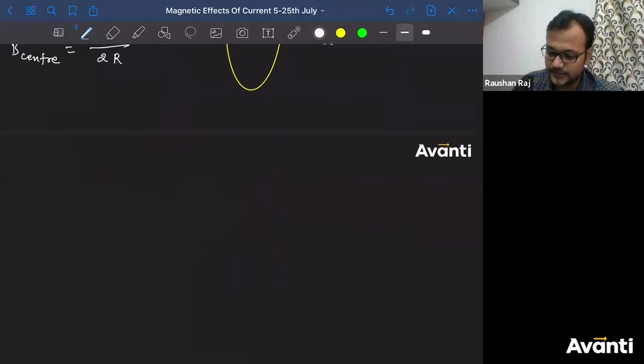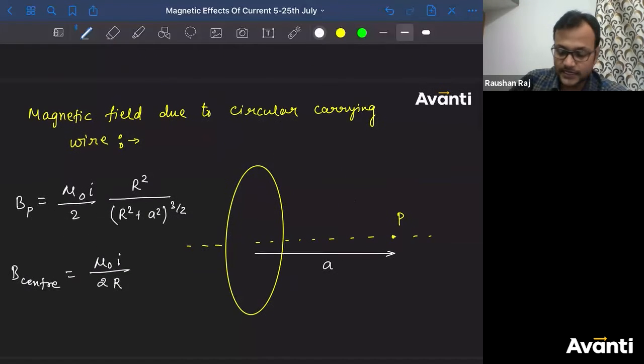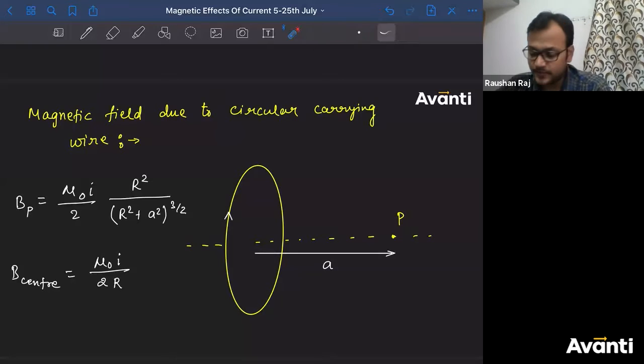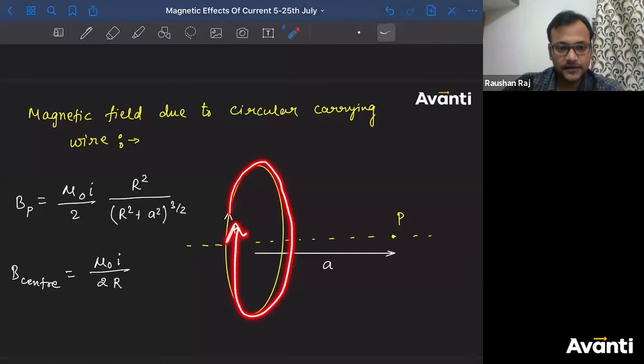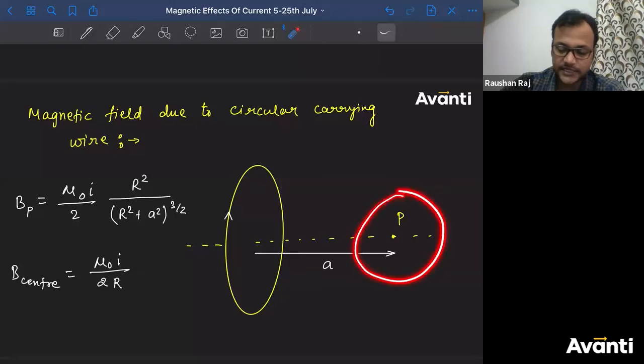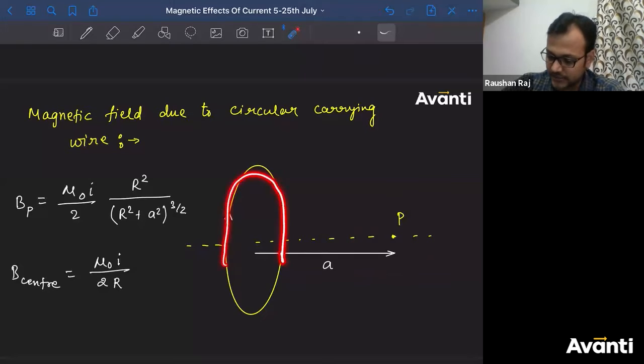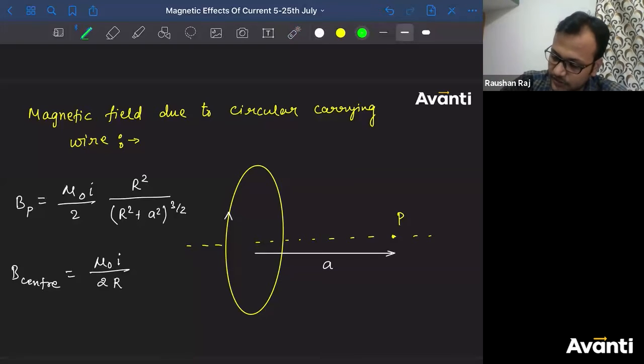Correct? All right. And what will be the direction of magnetic field if the current direction here is, let's say, in this direction? Tell me, what will be the direction of magnetic field at this point P? Towards the center or away from the center? It will be towards the center. How do you get that? Curl your right hand fingers along the direction of current. The thumb will give you the direction of magnetic field in this case. So curl along the current. You curled, and where did the thumb point? Towards the center. So this will be the direction of the magnetic field line.